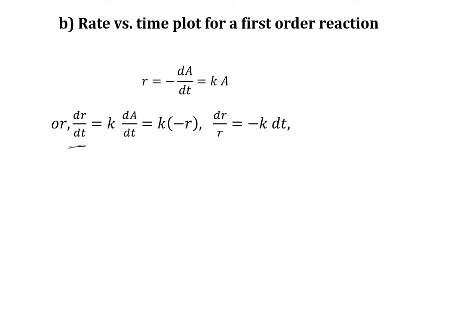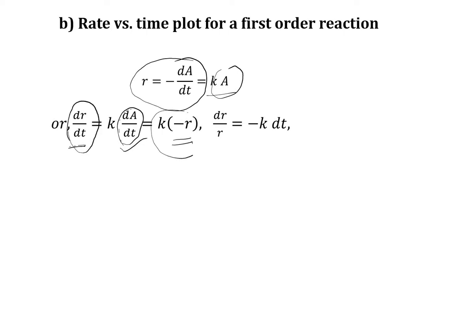K is a constant, so dA/dt is coming here. But as you see, dA/dt is minus R. So dA/dt is replaced by minus R. What we get is dR/dt is minus K times K into R. So you bring R from right to left into the denominator, and you get dR by R equals minus K.